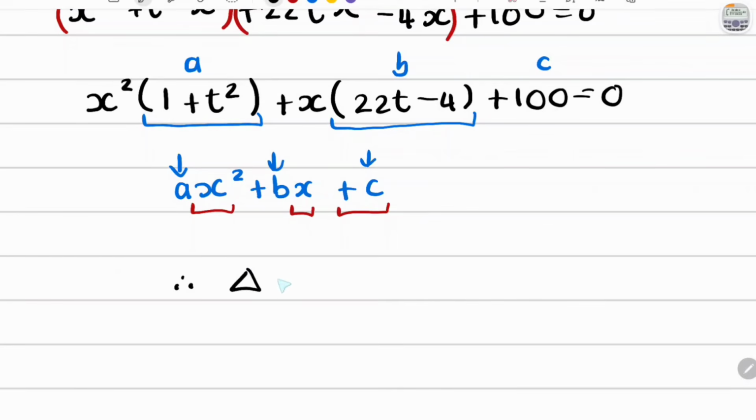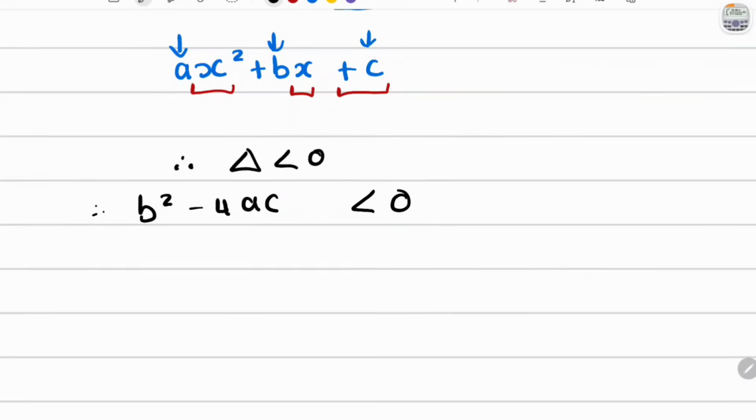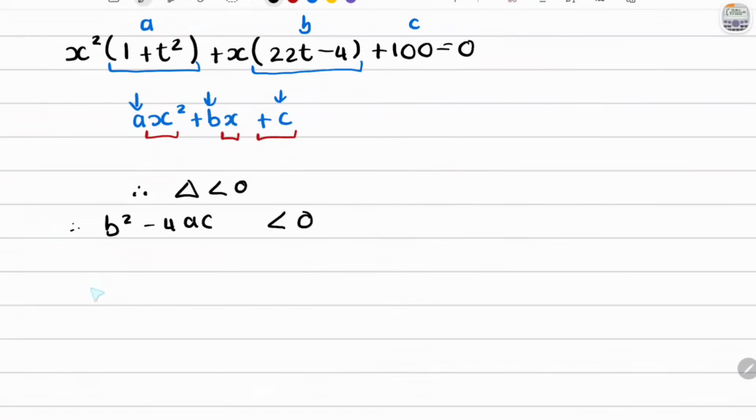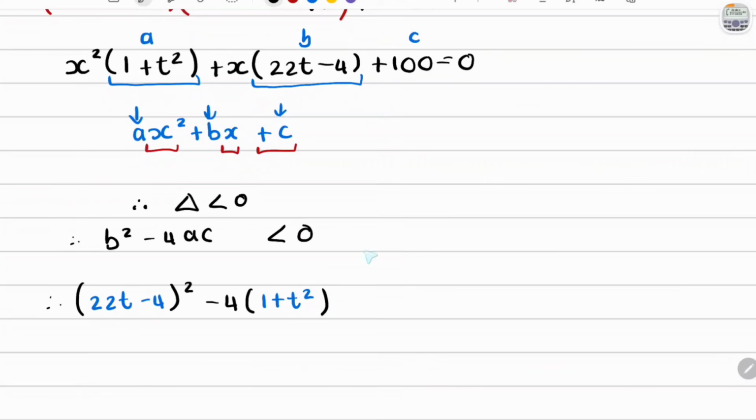And that's what we're trying to go for. So we're going to make the discriminant less than 0. So delta is b squared minus 4ac. I'm going to make that less than 0. Our b value we now know is 22t minus 4. So we say, I'm going to put it in blue, 22t minus 4, and we're going to square that because b is squared, minus 4, and then a. Well, a is 1 plus t squared, so 1 plus t squared. And then we have c. Well, c is 100, so you just put that in. 100 is less than 0.